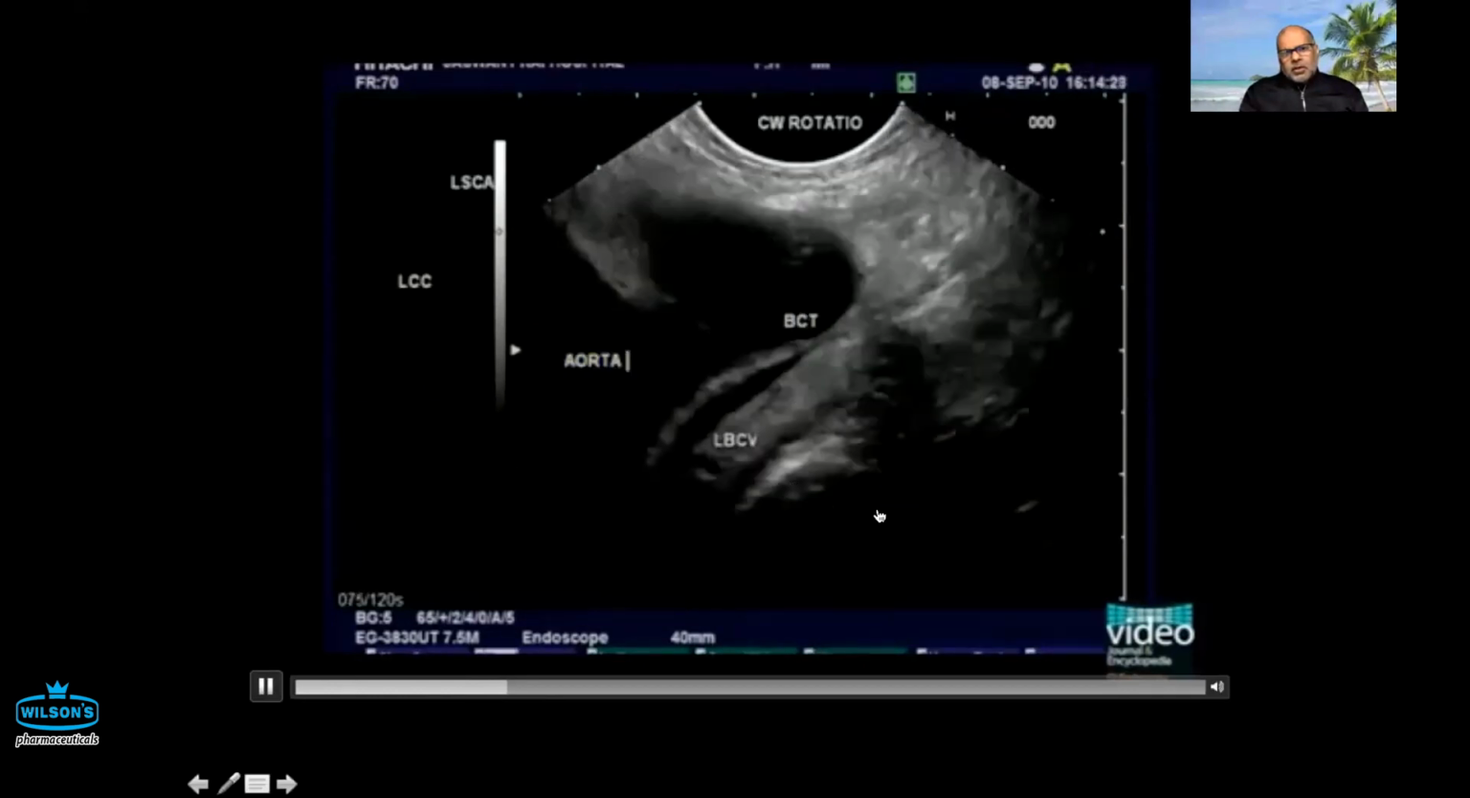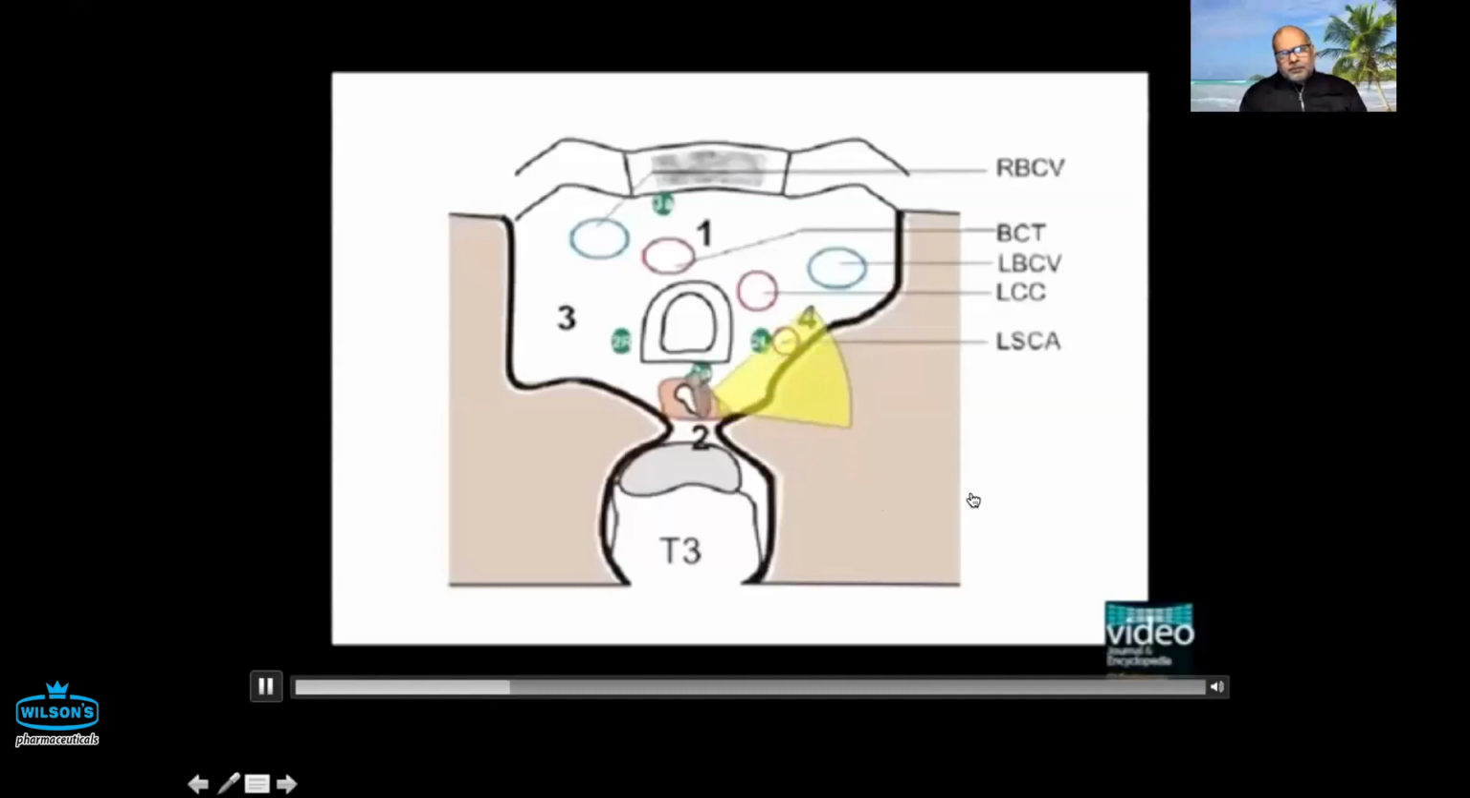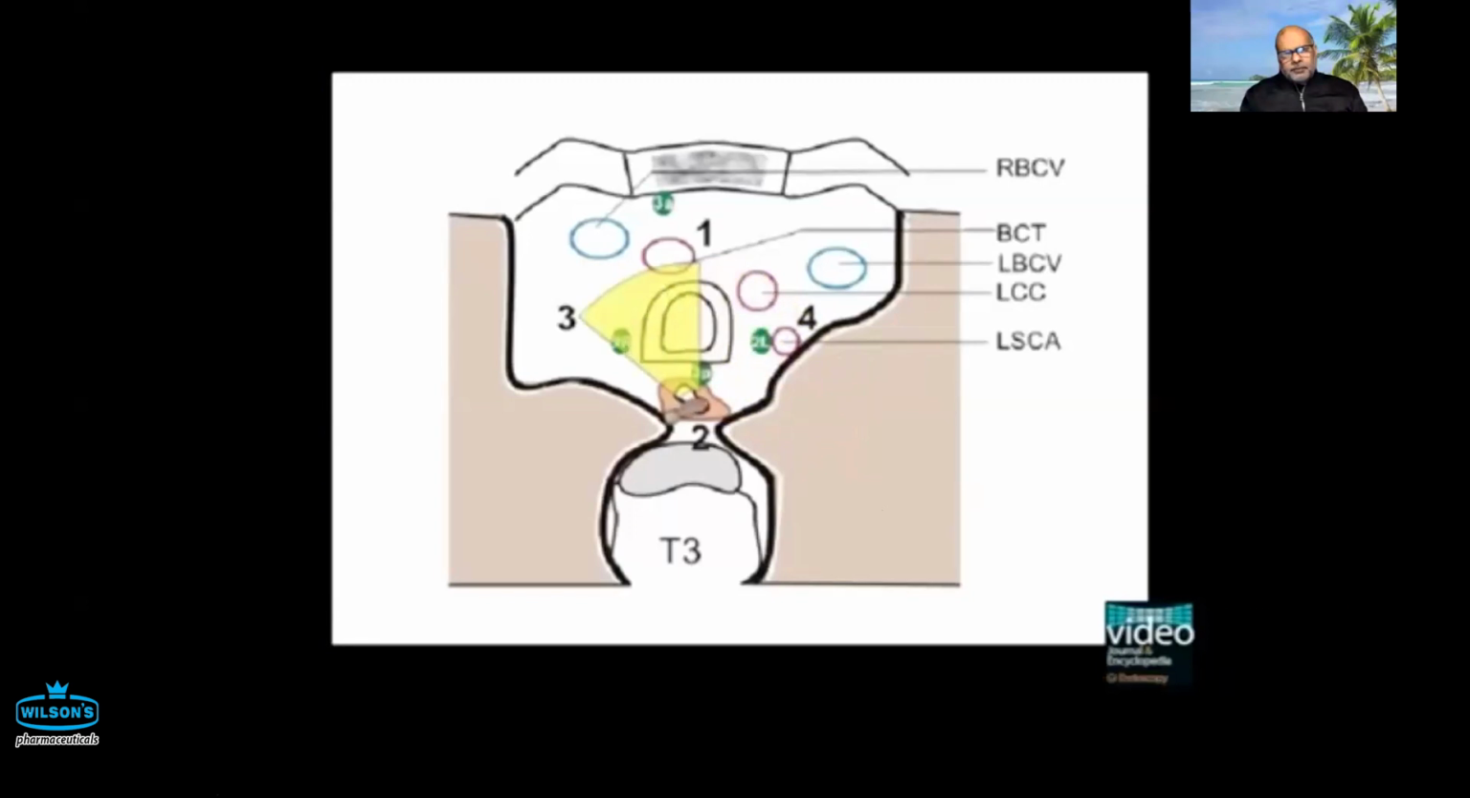This animation shows structures above the level of the arch of aorta. With a clockwise rotation from the left wall of the esophagus, the origin of left subclavian artery, the left common carotid artery, and occasionally the brachiocephalic trunk may be seen.